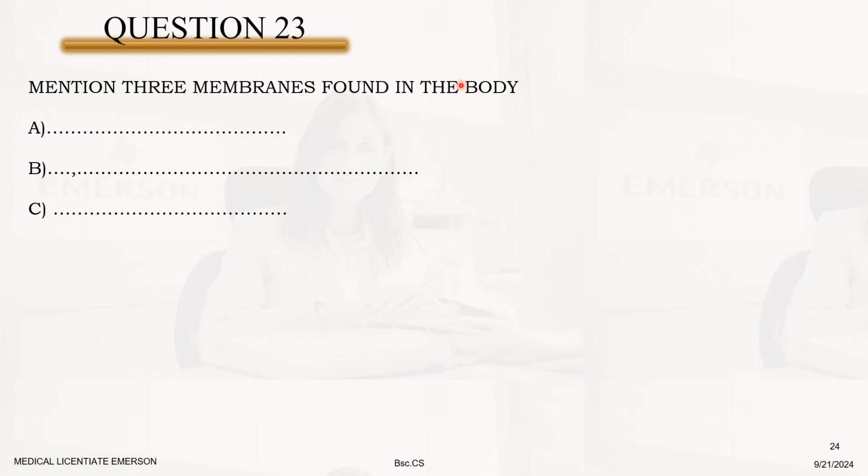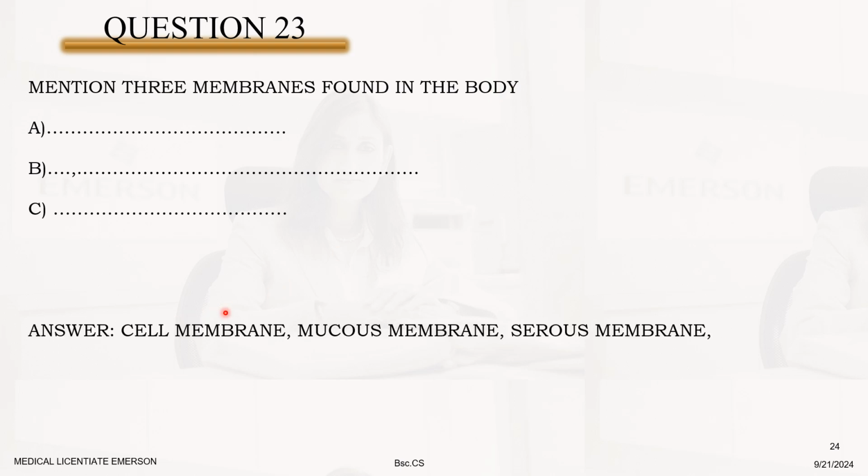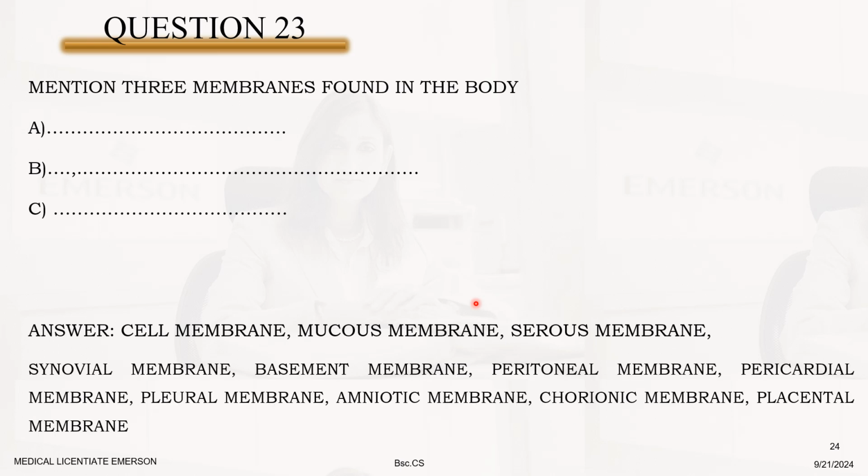Mention three membranes found in the body. The cell membrane, mucous membrane, and the serous membrane. Other membranes include the synovial membrane, basement membrane, peritoneal membrane, pericardial membrane, pleural membrane, amniotic membrane, chorionic membrane, and placental membrane. So there are actually a lot. But the first three we definitely need to know: cell membrane, mucous membrane, and the serous membrane. These are the first things you are supposed to write.